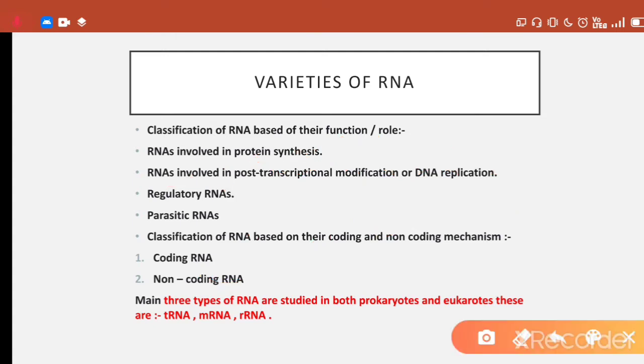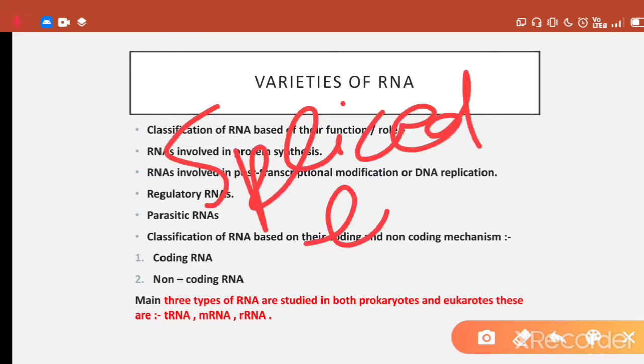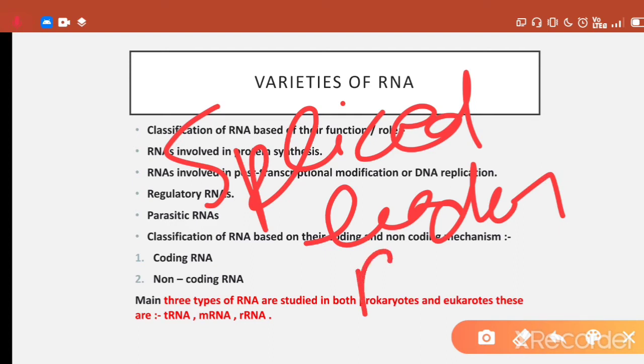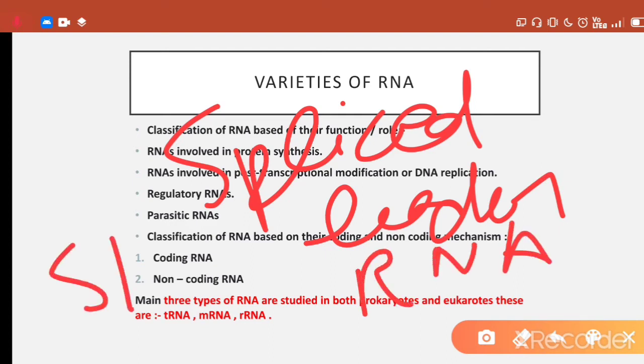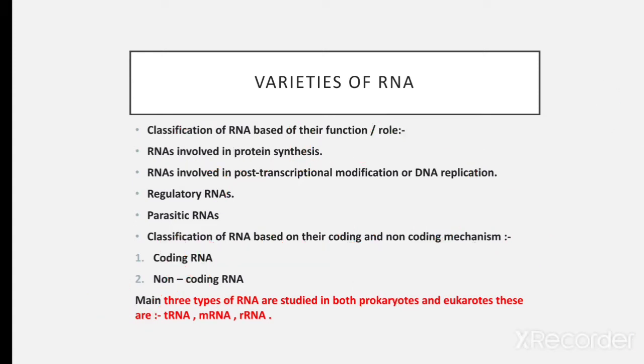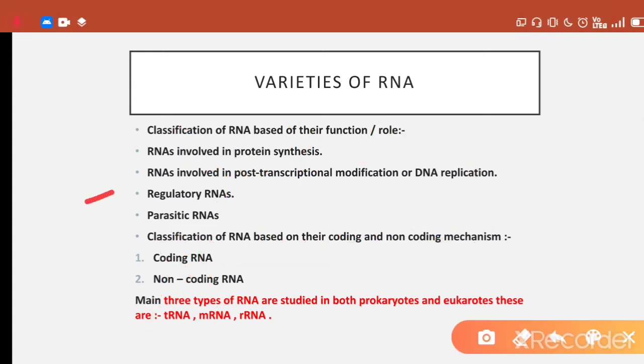And another example here is spliced leader RNA, slRNA. It has a function in mRNA trans-splicing and RNA processing. And next one is regulatory RNA. Regulatory RNA is RNA that regulates the expression of a particular gene inside a cell or an organism. It could be in bacteria and eukaryotes, etc.